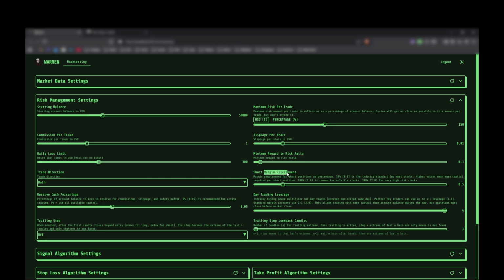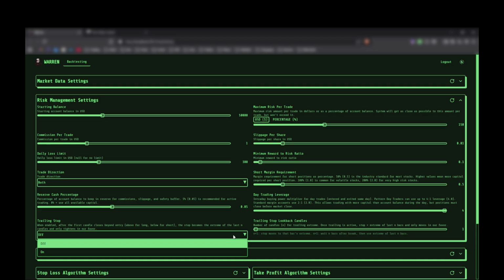This is margins for shorting. Reserve cash. This is all risk management settings that basically try to approximate how realistically this algorithm would perform if it was actually trading real money for you. Same with leverage, another very common risk management policy in trading accounts.